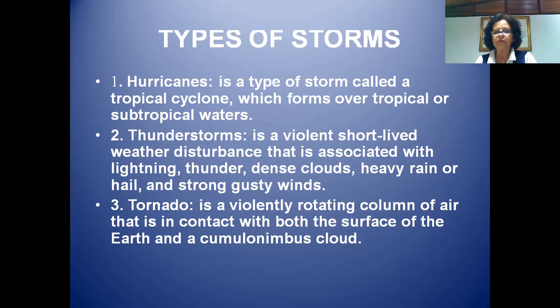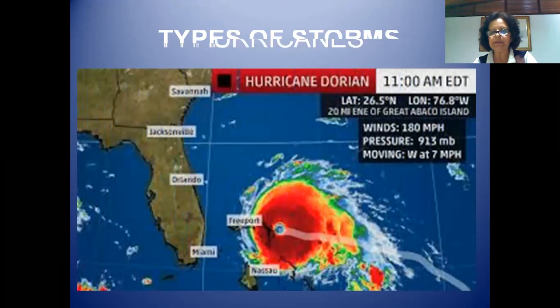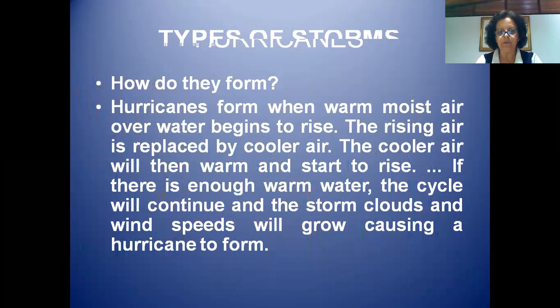And finally, tornadoes. Tornadoes are violent rotating columns of air that are in contact with both the surface of the earth and the cumulonimbus clouds. We have some pictures to show you specifically what a hurricane is and how hurricanes affect the area where we live, specifically the Caribbean Ocean.